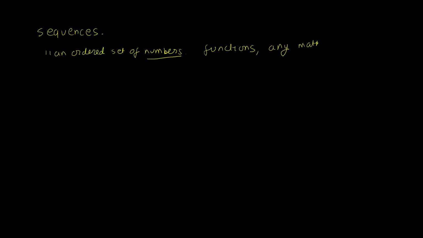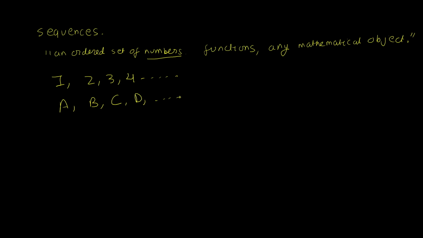Let me get some space. So sequences. To the core, a sequence is just an ordered set of numbers. And it doesn't have to be numbers. It can be, let's say, an ordered set of functions or any mathematical object for that matter. So I could have a basic sequence of numbers like so. And for another example, I could have a sequence of the uppercase letters.